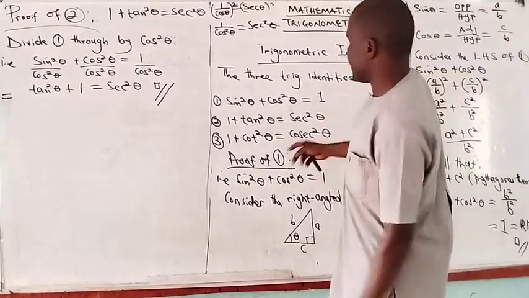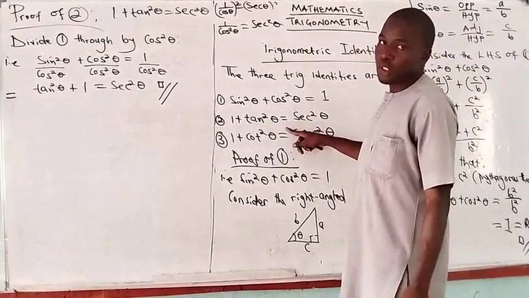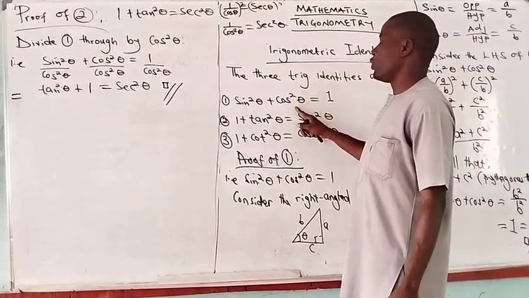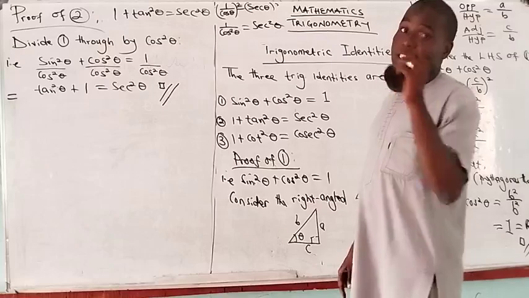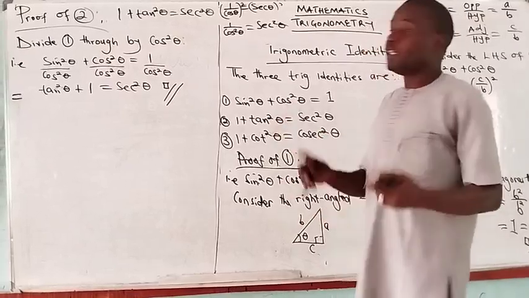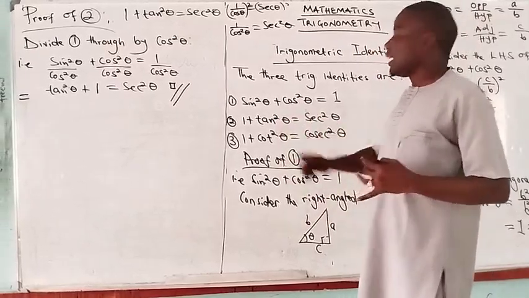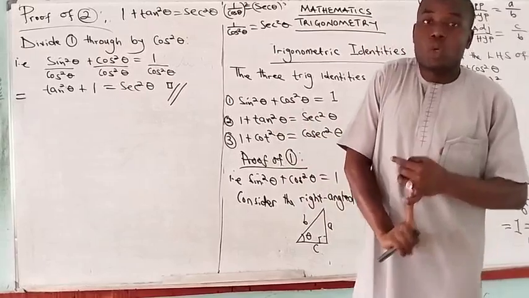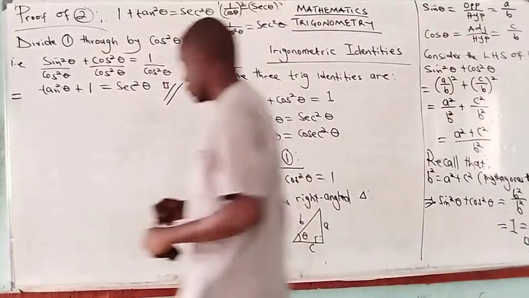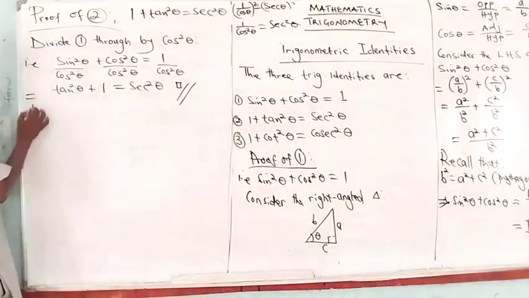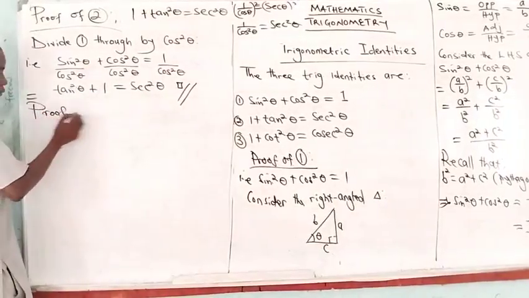So we are using identity number 1 to prove identity number 2, and we are also using identity number 1 to prove identity number 3. So now let's proceed to this proof.